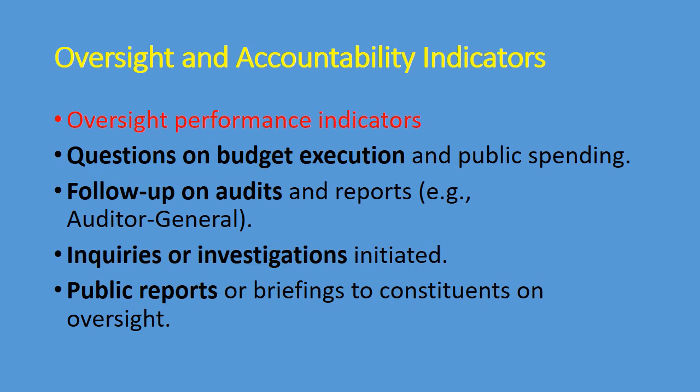And when you look at oversight and accountability indicators, oversight performance indicators include questions on budget execution and public spending, follow-up on audits and reports. For example, the pertinent auditor general report, inquiries or investigations initiated, public reports or briefings to constituents on oversight.